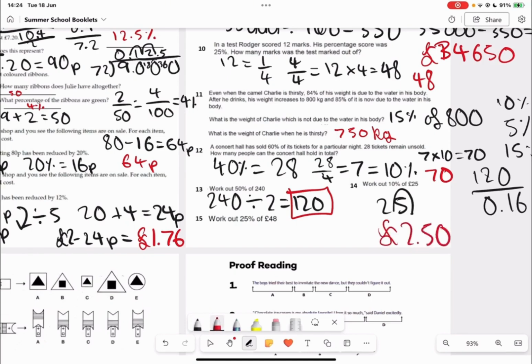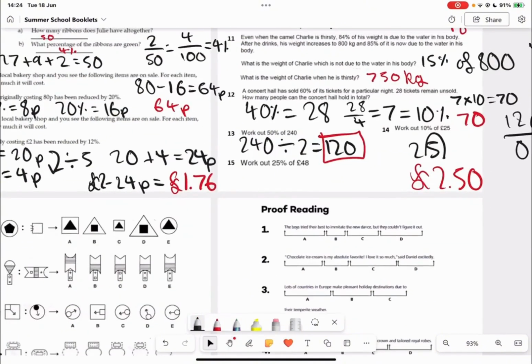£2.50. And then we're working out 25% of 48, which will be 48 divided by 4 because 25% is equal to 1/4. So 48 over 4 will give us the answer of 12. £12.